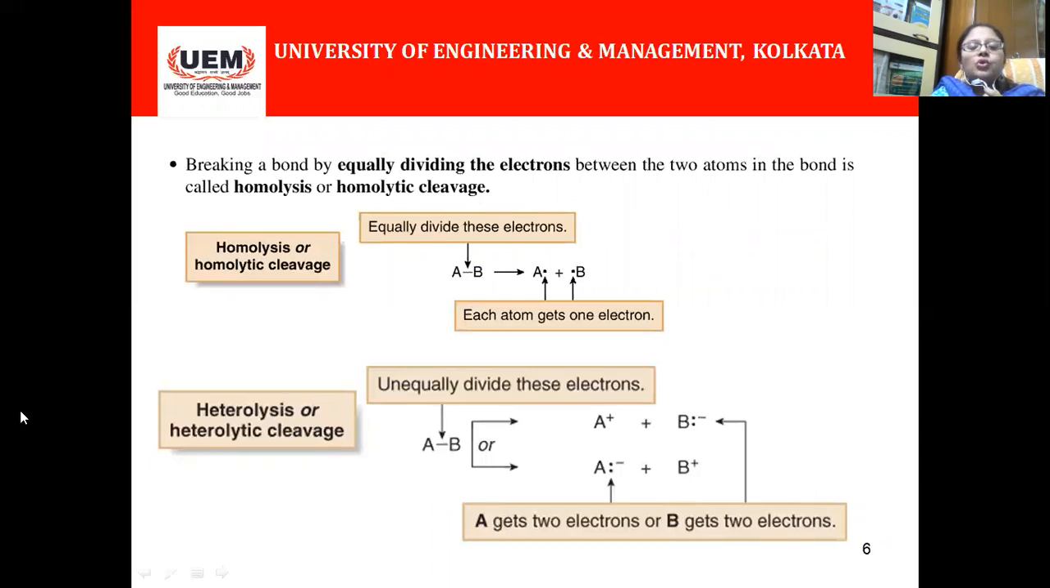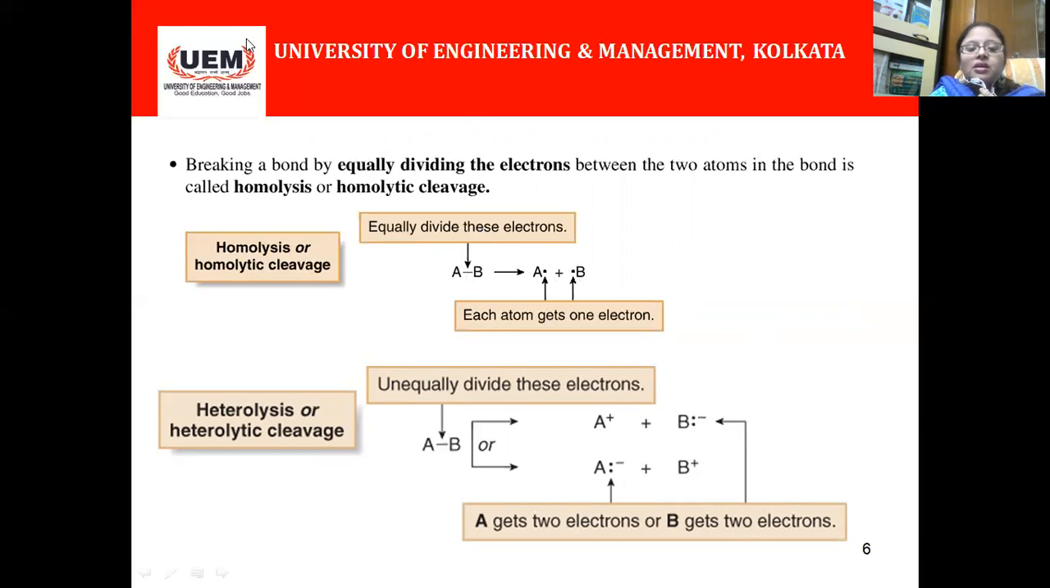Now, there are two processes by which bonds can be broken. One is called homolysis or homolytic cleavage. Another is called heterolysis or heterolytic cleavage. Now, say here one molecule is there, AB. A and B are forming a bond. Now, if the bond is broken in such a way that both A and B get an equal share of electrons, then it is called homolysis. Homo means equal, lysis means breaking.